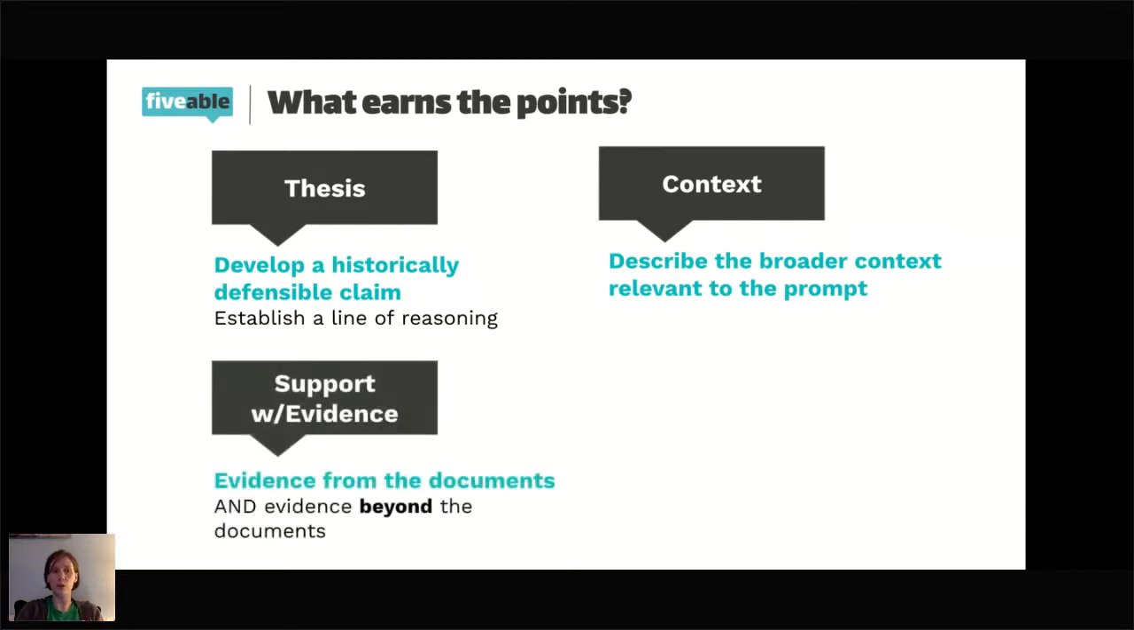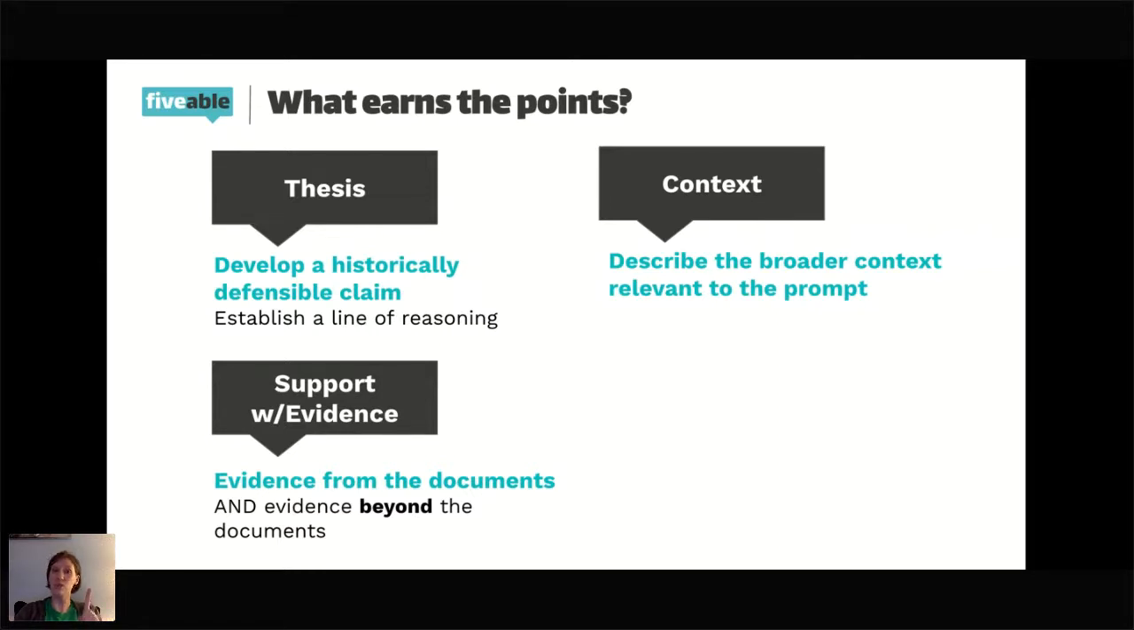Third category for points is you're going to support your argument with evidence. If it's a historically defensible claim, if it's provable, pick the facts that are going to prove it and explain how they do that. You're going to need 2 kinds of evidence in a DBQ. And this is actually a place where a lot of the points are earned, because the thesis is worth 1 point. Context is worth 1 point. Evidence is worth up to 3 points.